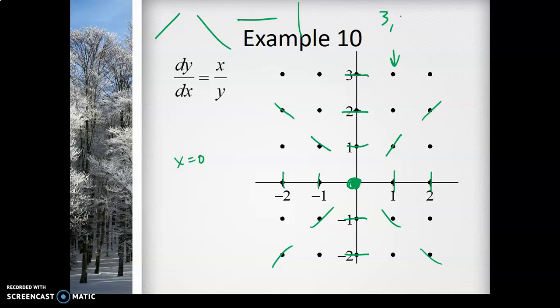This is the point (1, 3). So 1 divided by 3 would have a slope of 1/3.